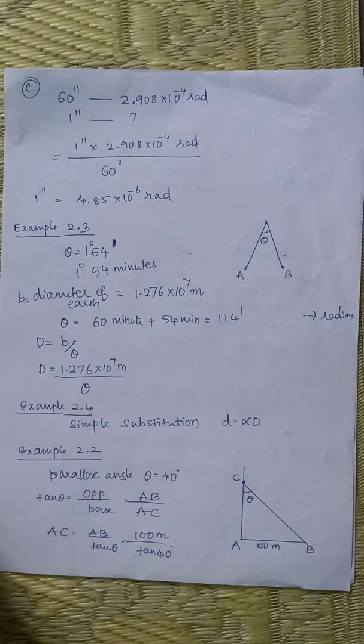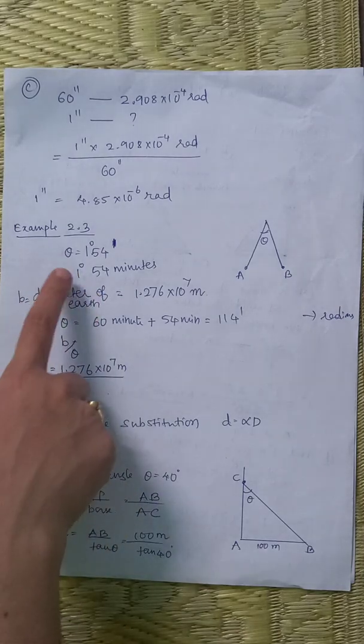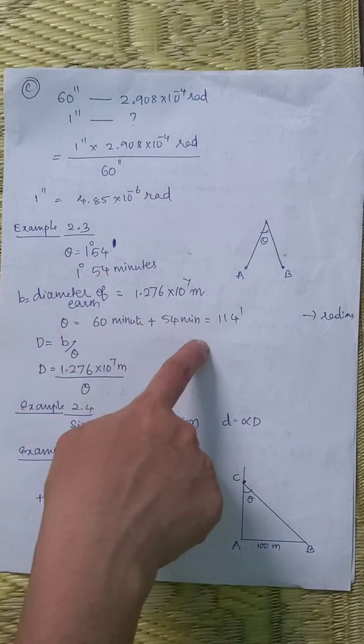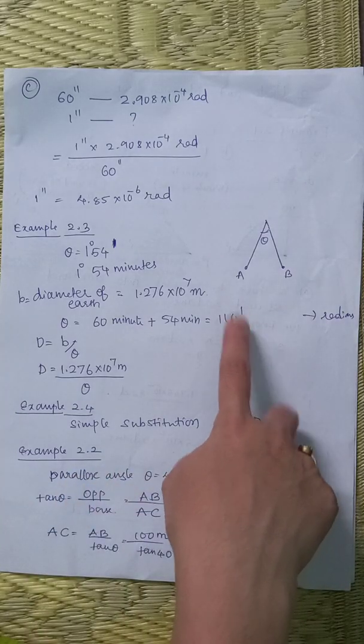So we have to make it into the standard unit, that is radian. First, we know 1 degree is nothing but 60 minutes. So 60 minutes plus 54 minutes is 114 minutes. Then what does 1 minute correspond to?